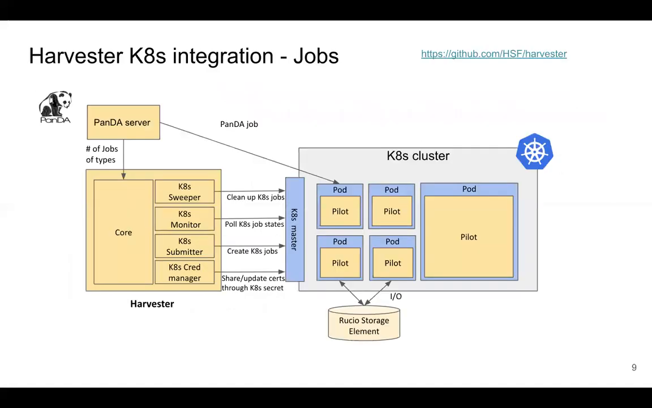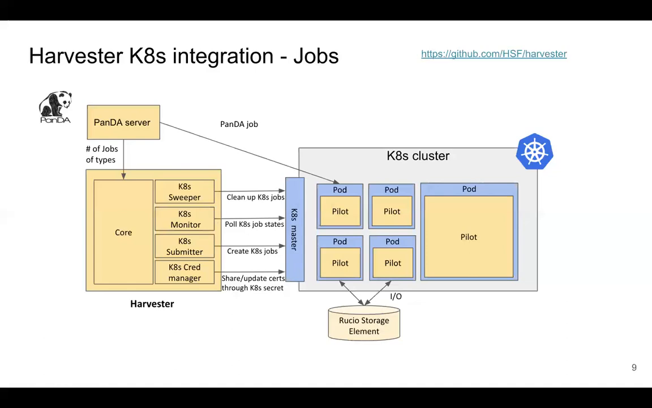Okay, so next slide. This diagram shows you an overview of the Harvester Kubernetes integration. For Kubernetes, all we had to develop on the Harvester side was to implement the resource-specific plugins, while the complex intelligence is generic and implemented in the Harvester core. You can see these plugins on the Harvester side, which communicate with the Kubernetes cluster. The credential manager plugin shares and updates proxy certificates through the Kubernetes secret. The submitter plugin creates the Kubernetes jobs. The monitor plugin polls the cluster to check the status of current jobs and pods. And the sweeper plugin cleans up the jobs after they finish.